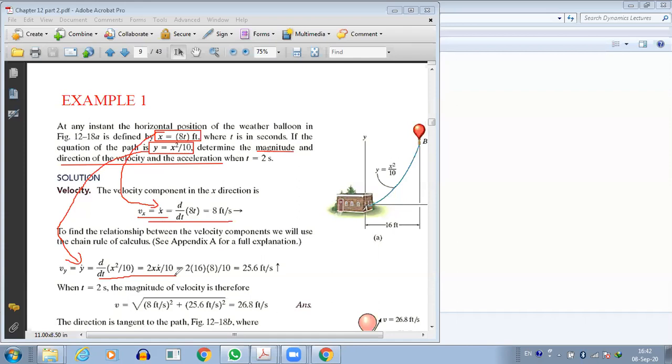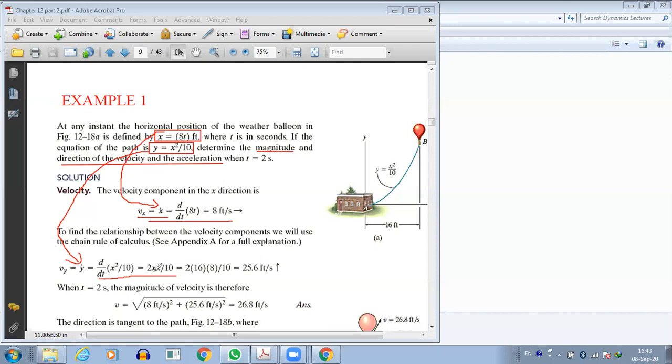Because y was not given as a function of time. Y was given as a function of x. So I don't know what you call it in mathematics, I think we call it the chain rule. We differentiate it with respect to x, but then you have an x with respect to time differential as well. Yes, implicitly. So anyways, this is the differential for it.